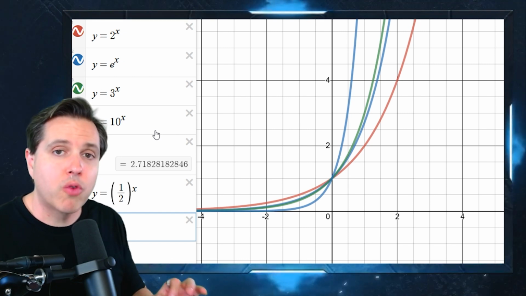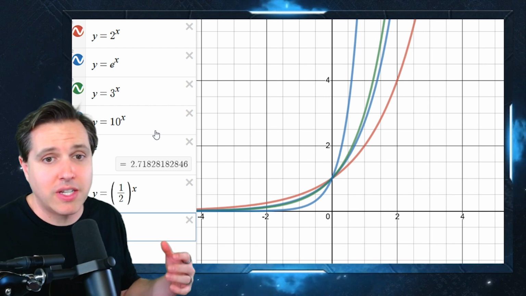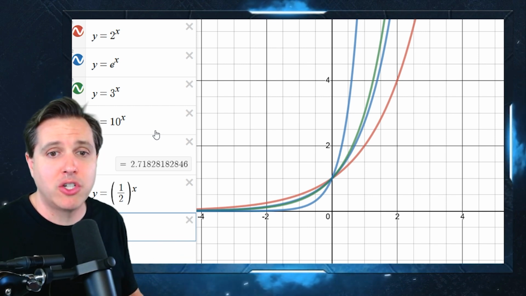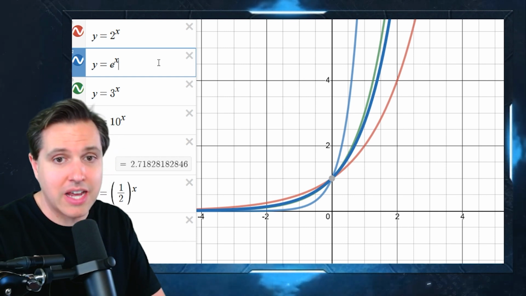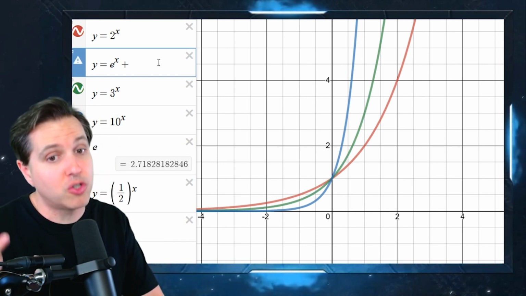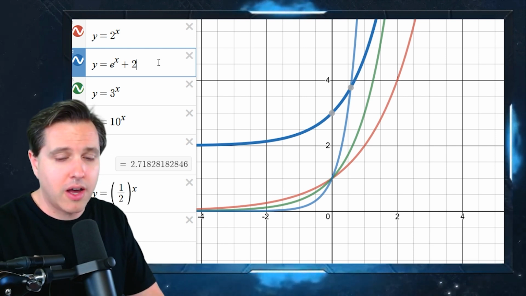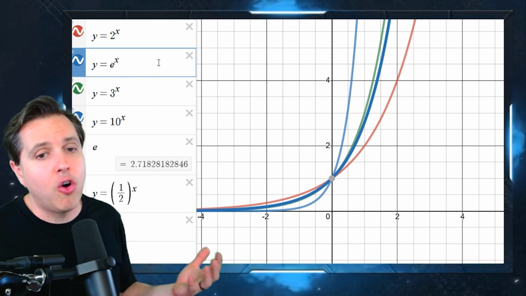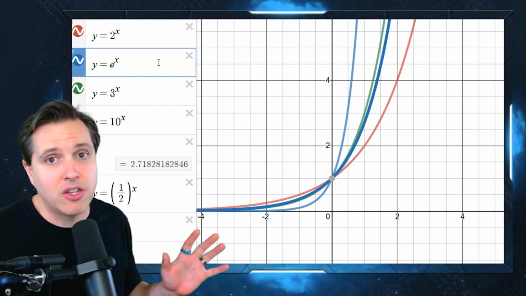And all of the work we did with transformations apply to these as well. So for instance, if we take y equals e to the x and we just tag on a +2 on the end, then we can predict that's going to be a vertical shift 2 units. And sure enough, it moves it up 2 units. So they behave following all the rules that we've learned so far. Very convenient. Nothing too fancy going on here.